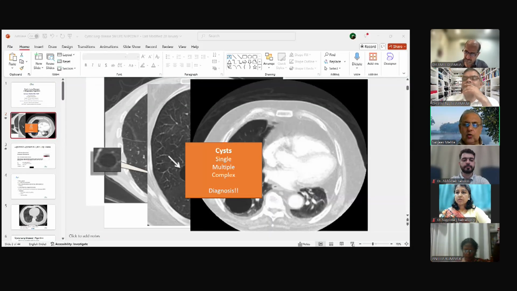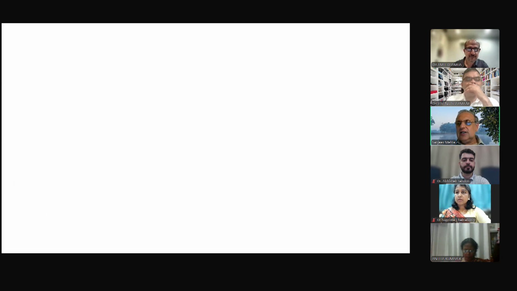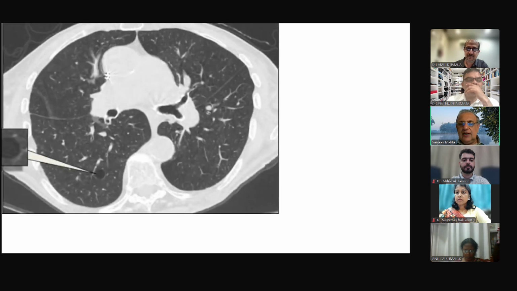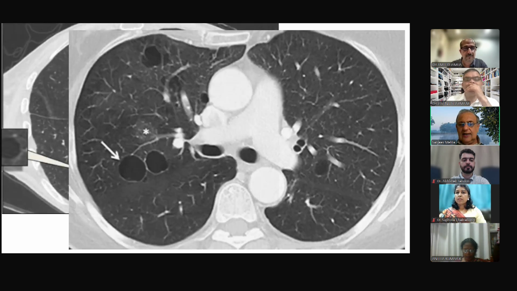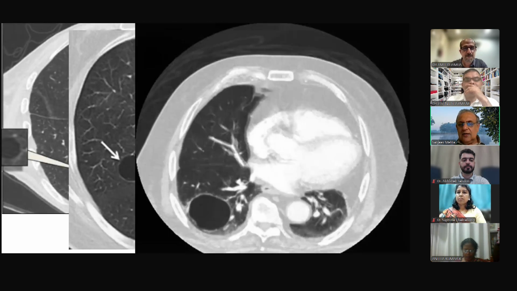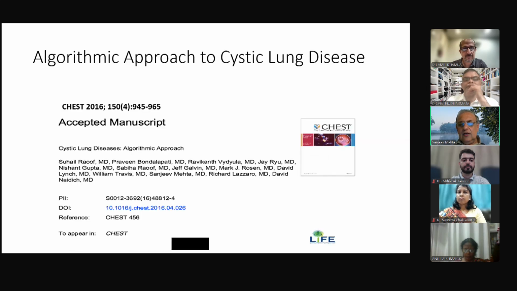I'm not going to go into all the details, but I'm honored actually that the first speaker presented these slides, which were taken from the manuscript, which I co-authored with Dr. Suhail and Nishant a couple of years ago. So this was our manuscript, and we wrote about an algorithmic approach to cystic lung disease.